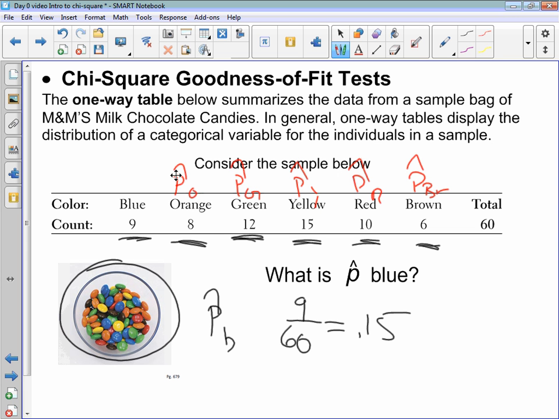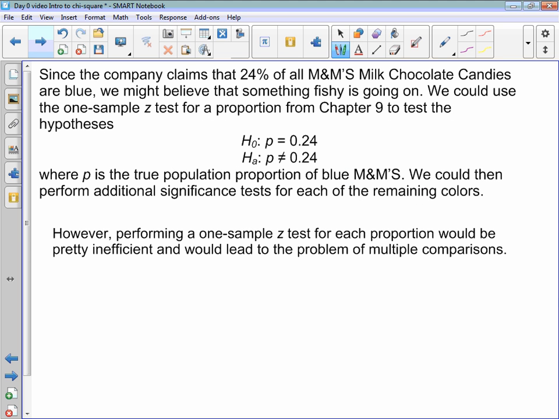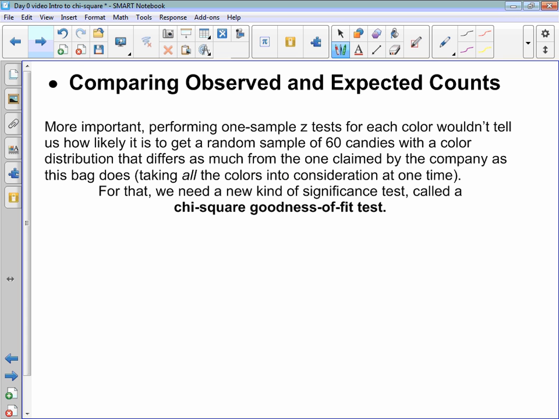And so what we need is a new statistic. We need a new way of looking at this, a new way of thinking about it. And so instead of just doing a null hypothesis for one of these, we're going to do a null hypothesis to see if all of them fit. And so we're going to create something known as a chi-square goodness of fit test, and then we'll learn other chi-square tests.